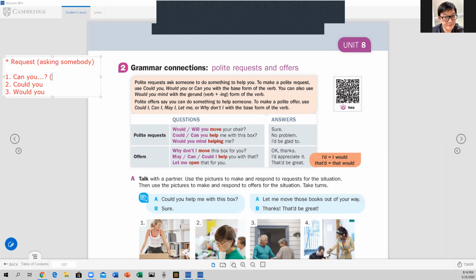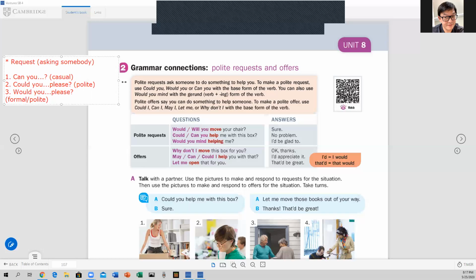And can you, that would be the casual. Remember, we showed you that this was casual. Can you open the door? Can you? That was casual, right? Informal. Could you? And sometimes this was, could you, please? This was polite, right? And would you, also with please. That was formal, polite. Okay? That's what we learned. Good?